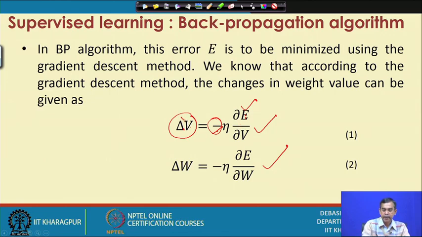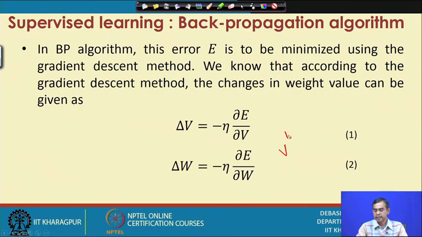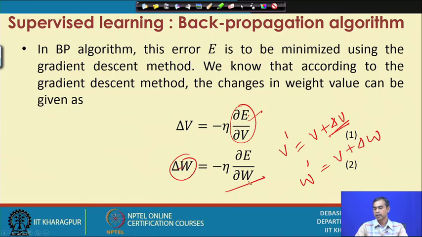Now, once this del V value is known to us, the next value V dash is basically V plus del V. This del V value will be either incremented or decremented depending on the slope, or gradient, or first order derivative. If it increases, then it should decrease, if it decreases it should increase, and vice versa. Similarly, W dash, the next weight value, is the current W plus del W, where del W can be calculated using this formula.